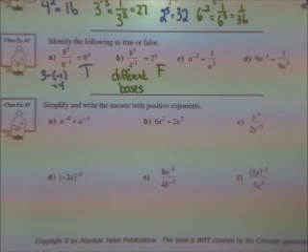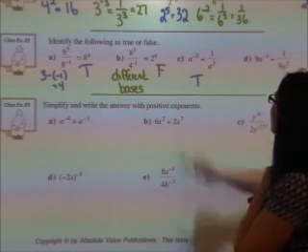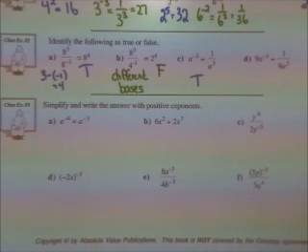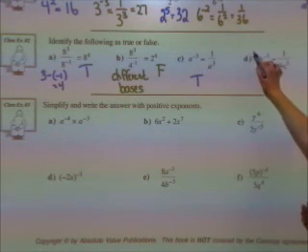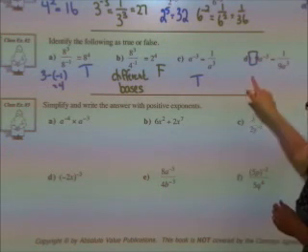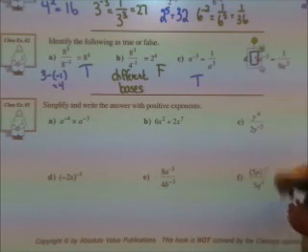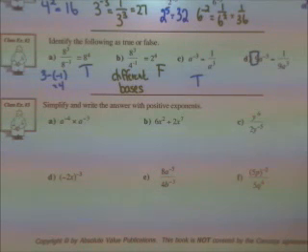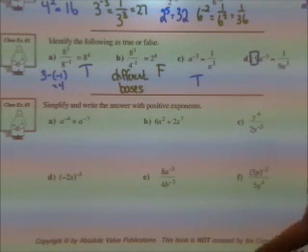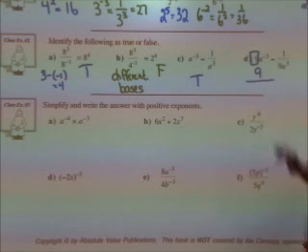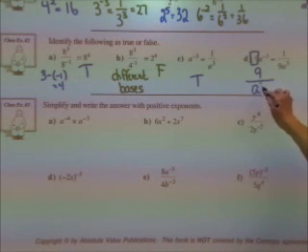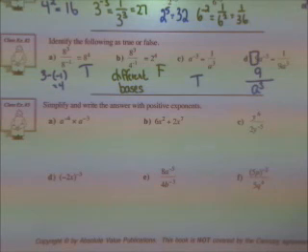C, true or false? True. And D, is that true or false? That's false. Why? Because of the 9. The 9 is separate. The 9 doesn't have a negative exponent, so the 9 should stay exactly where it's at, on the top. Only the A should go to the bottom because the A has the negative exponent. So this becomes false. Good.